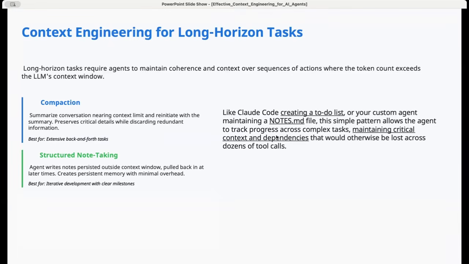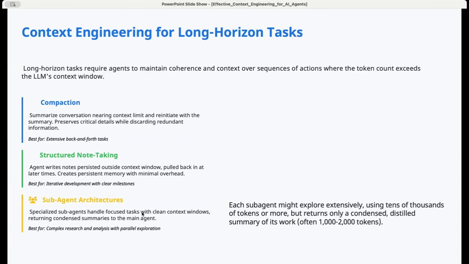Just as I showed the Claude markdown file, it's going to be a very helpful strategy for any AI agent for the to-do list, or even each sub-agent. If you have a multi-agent system, each sub-agent can maintain its own notes file, so that the agent can track progress across a complex task. The third is the sub-agent architectures.